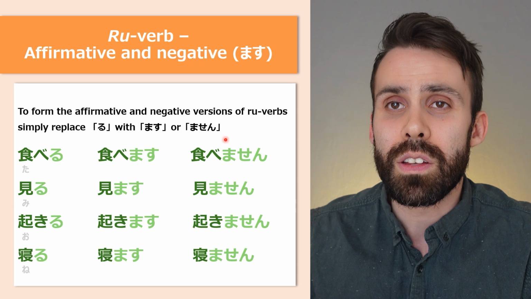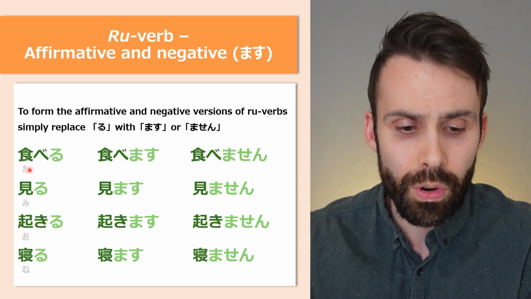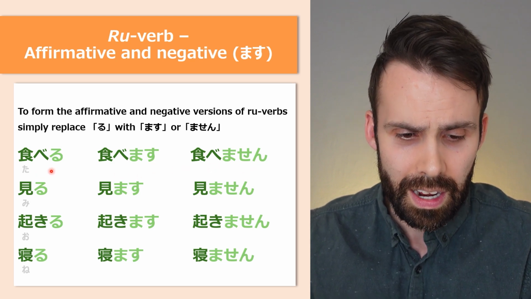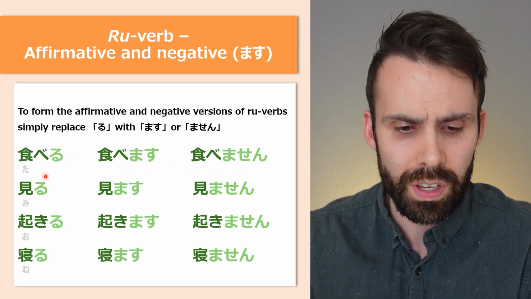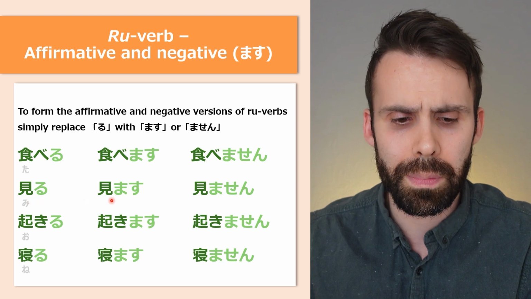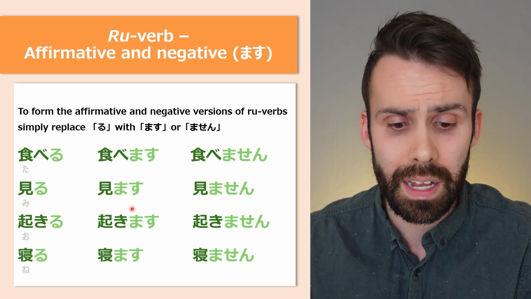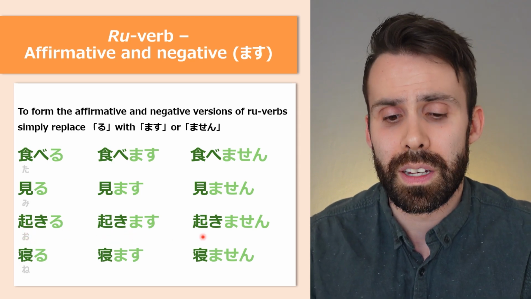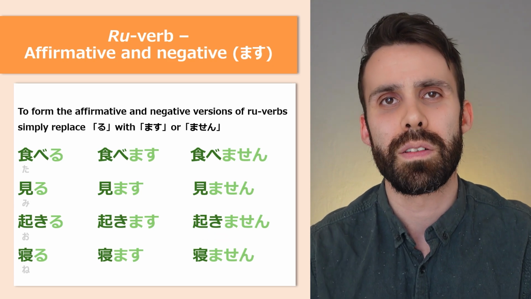Miru, to see, to watch, becomes mimasu and mimasen. So ru, once again, replaced with masu and masen. And this is how it's going to be for all the ru verbs. So okiru, to get up, okimasu, to get up, and okimasen, to not get up. Neru, to sleep, becomes nemasu, to sleep, and nemasen.